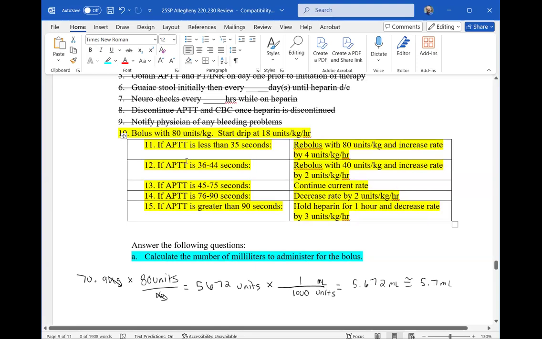So I didn't go over steps 11 through 15 because that's basically what happens after the initial process of the protocol. And then you'll see that these steps 11 through 15 have different variations. So it'll say if the APTT is less than 35 seconds, if it's in the 36 to 44 range, 45 to 75 range, 76 to 90 range, or greater than 90. Those numbers will tell us what to do next.